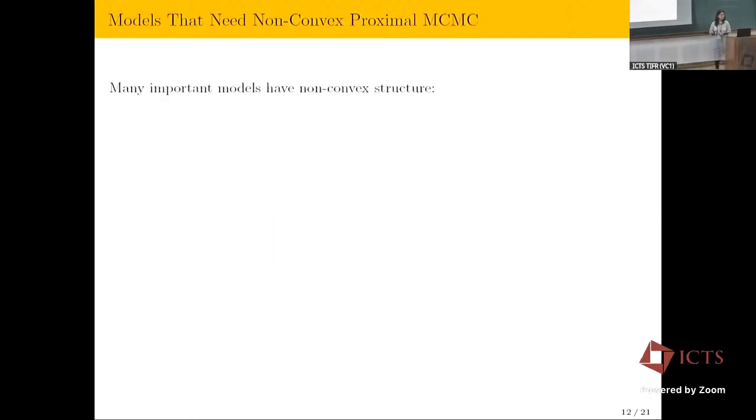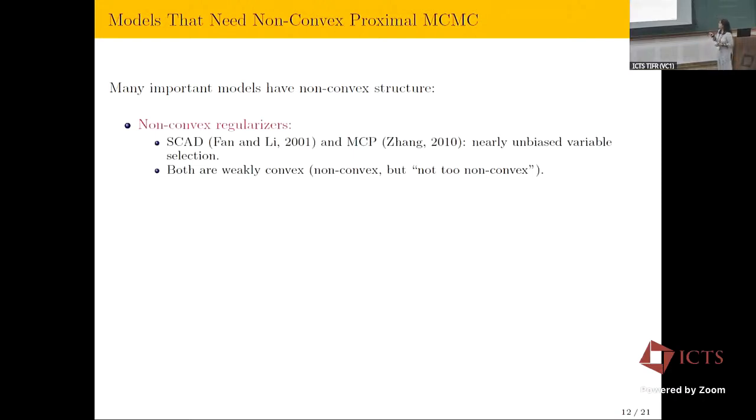So what are the models that need non-convex proximal MCMC? As it turns out, in Bayesian statistics, there are lots and lots of priors that impose a non-convex prior structure, which is akin to a non-convex penalty. For example, and I'm not going to give a mathematical formulation of them, just to convince you that this is a problem that exists, there's the popular SCAD penalty and the MCP, which is the minimax concave penalty.